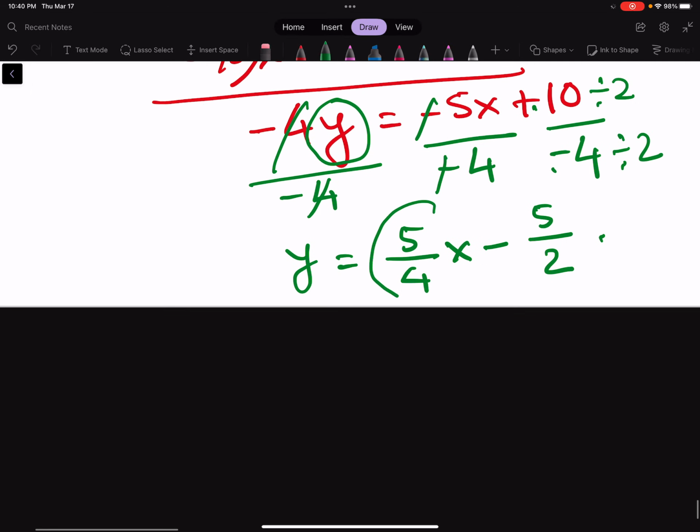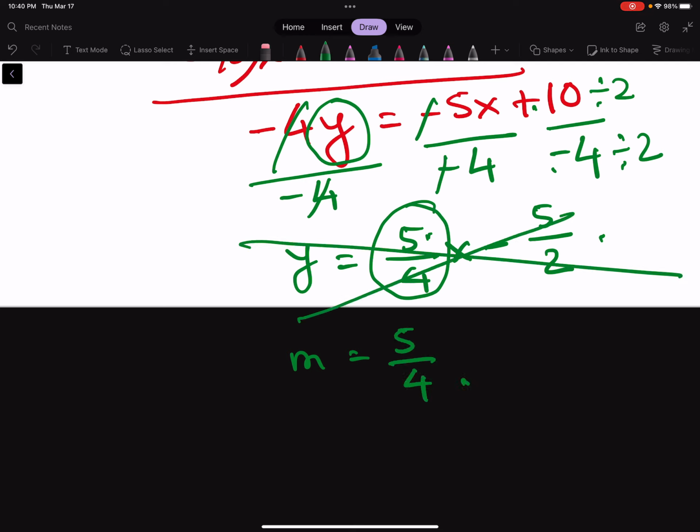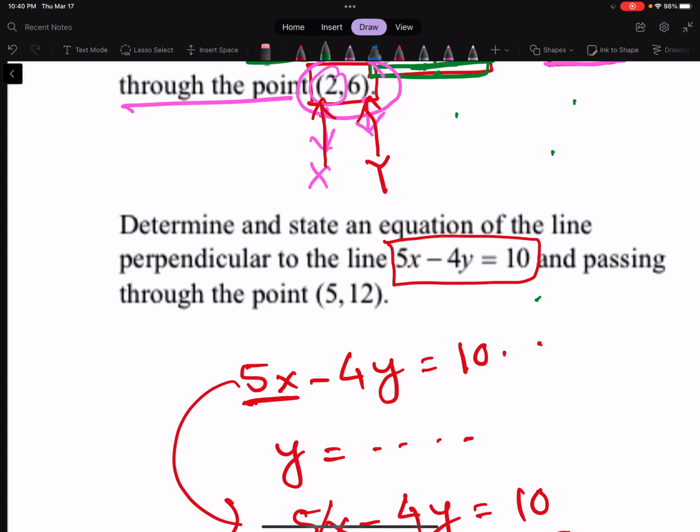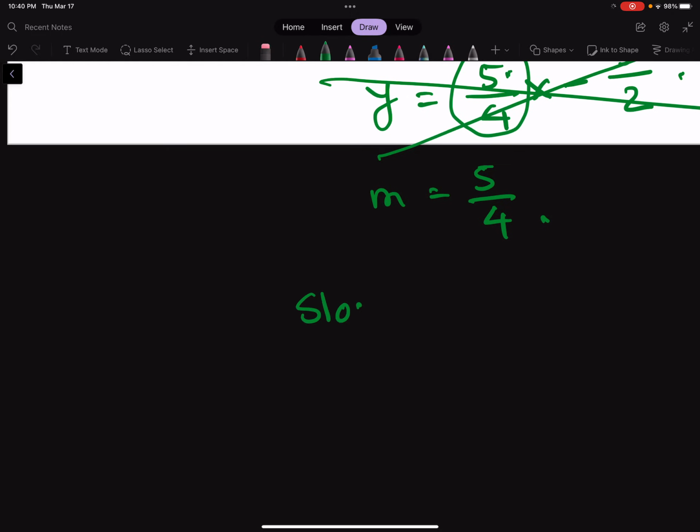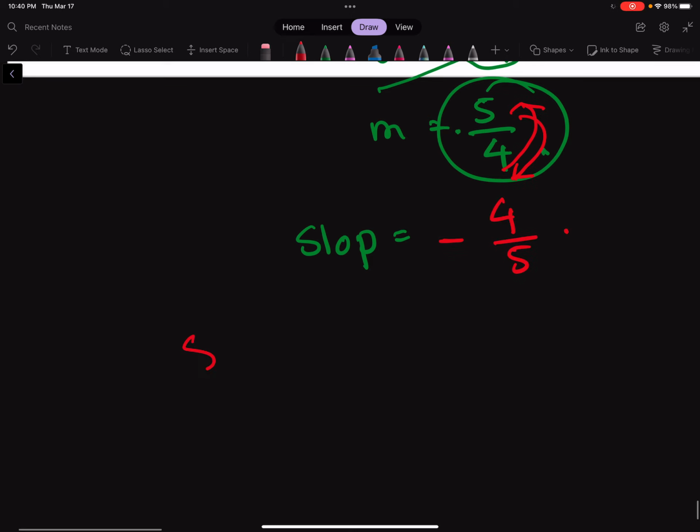So what we take away from this is that the slope of this line is 5 over 4. Now forget about this. We have to write a new equation. What do we need to write? We need to state an equation of the line perpendicular. So the slope of the new line should be the negative reciprocal of this. If it is positive, there should be a negative, and they switch. So negative 4 over 5.